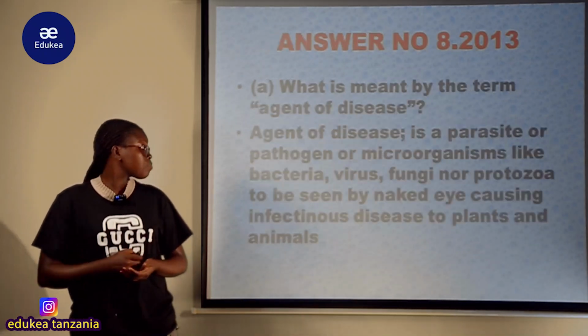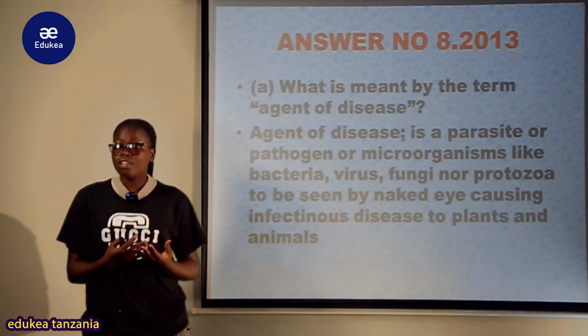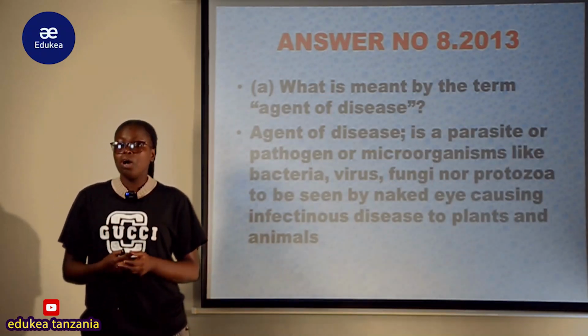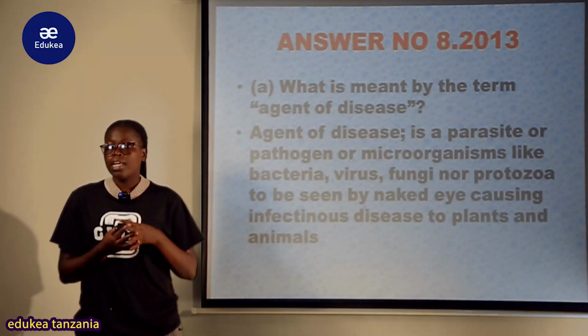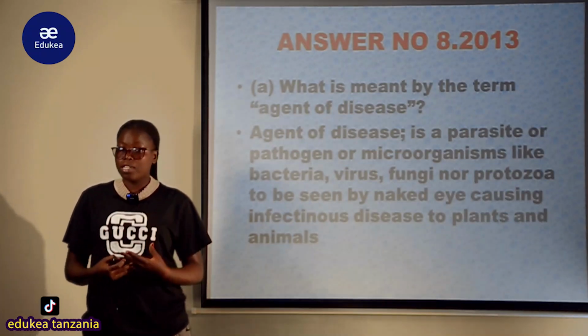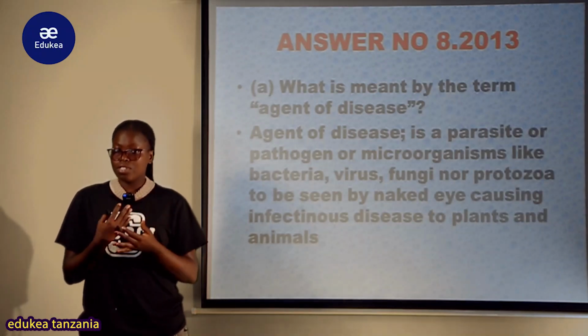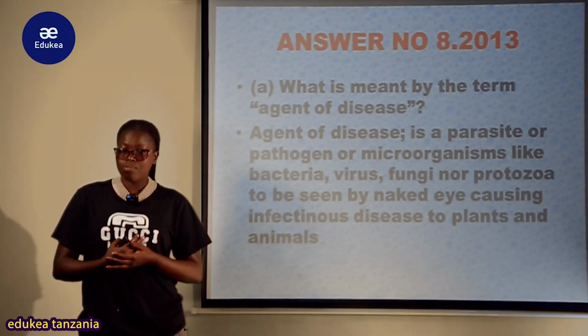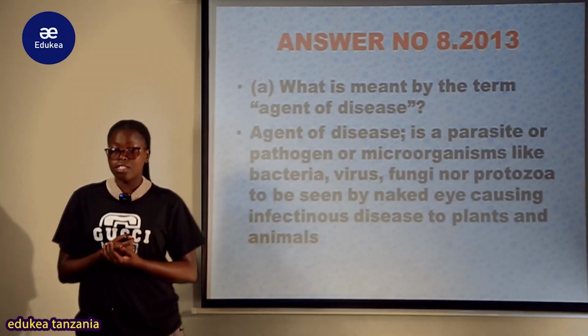Agent of disease. My lovely Form 2 students, this question, in order to have a deep understanding on where this question has been derived, it has been derived from the topic of the Form 1, in that topic of health, immunity, and disease. So in order to tackle this, to attempt, you are needed to use the concept and knowledge in this particular topic of health, immunity, and disease.